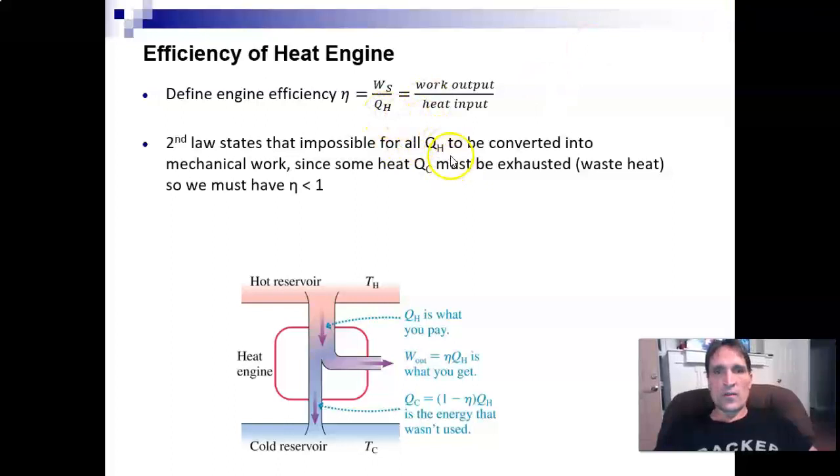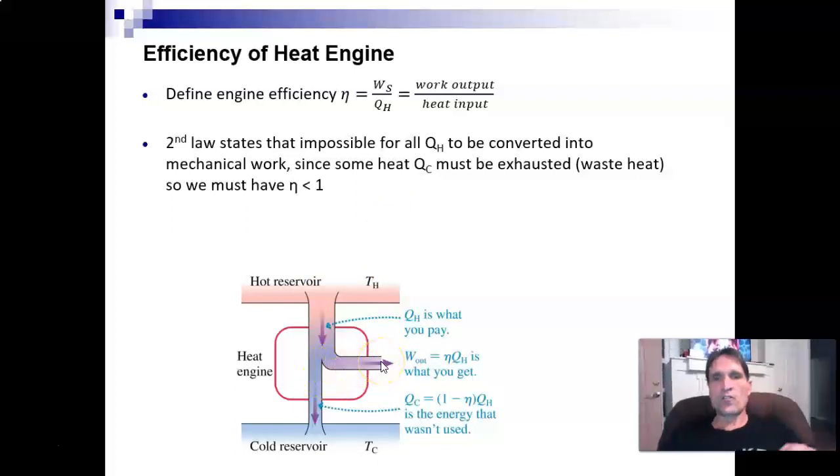The second law of thermodynamics states that it's impossible for all of the heat to be converted into work. If it did, there would be no heat exhausted into the cold reservoir, and we know that that is always the case. So, in other words, there is no such thing as a perfect heat engine. Some of the heat is always discarded as waste heat, and we can never get out as much work as the heat that we put in.